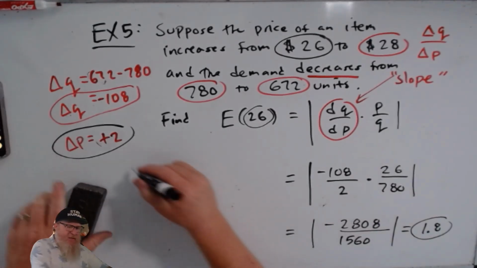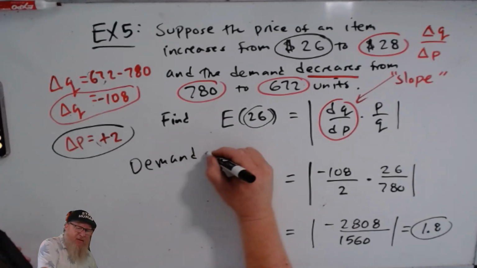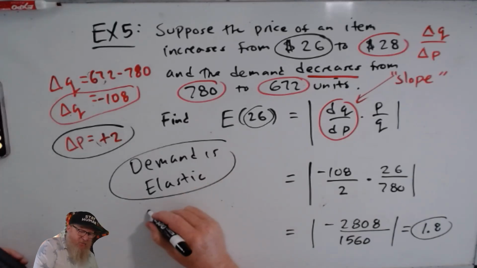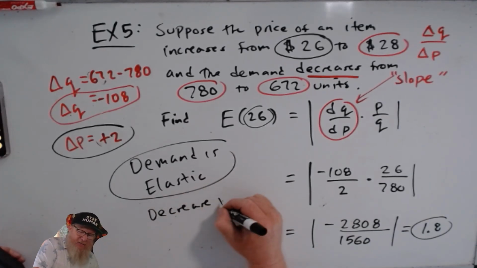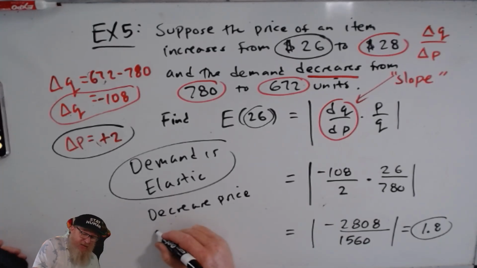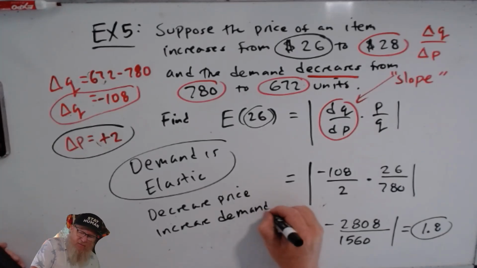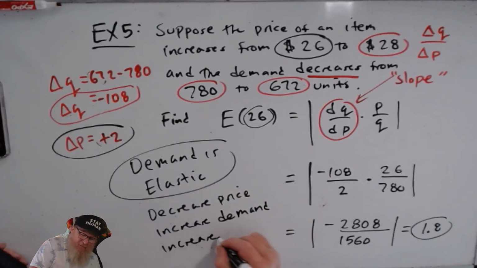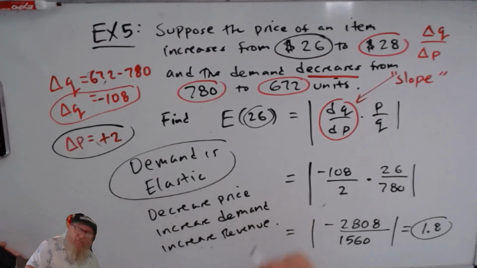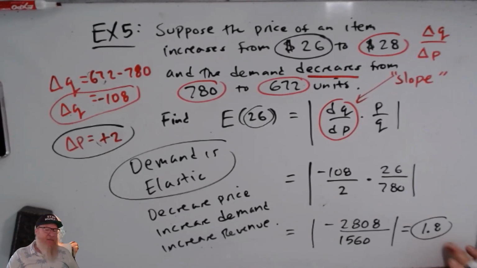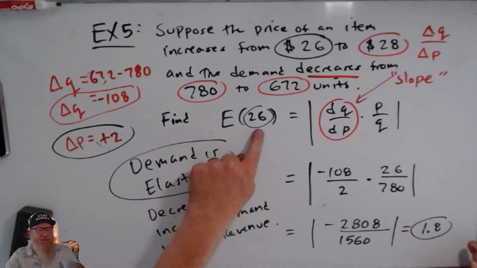So demand is elastic. We should decrease the price, increase demand, increase revenue. All right, 1.8 is too high. Yeah, it's greater than 1. So the price of $26 is too high.